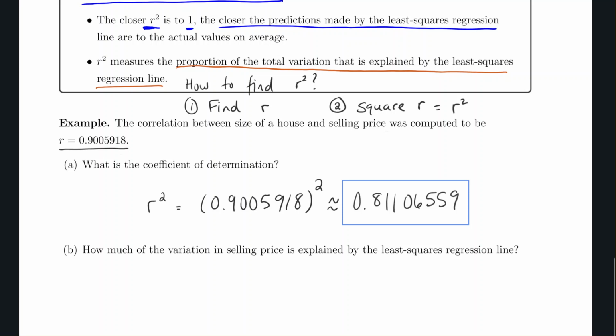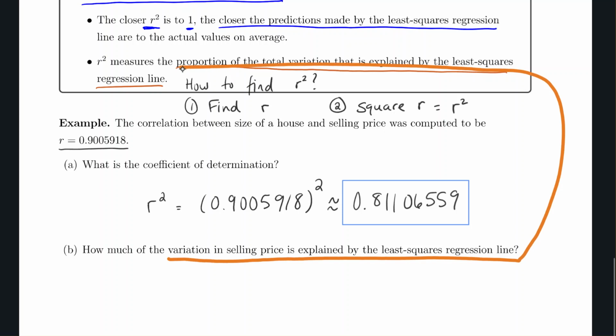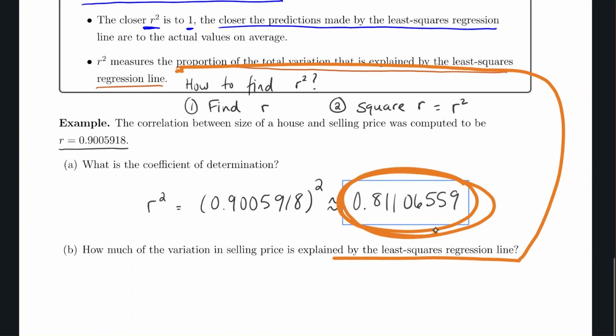Now, part B says how much of the variation in selling price is explained by the least squares regression line. This goes back to this statement: the coefficient of determination r squared measures the proportion. Remember, proportion is part out of whole. We can translate that into a percentage of the total variation that is explained by the least squares regression line. So how much variation is explained by the least squares regression line? That's exactly here. R squared is that proportion.